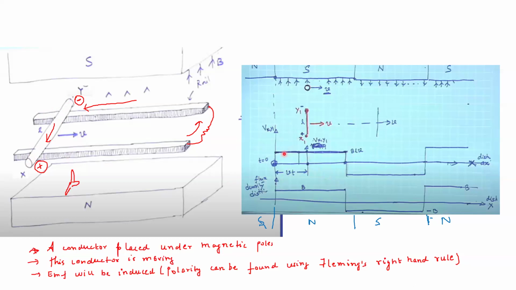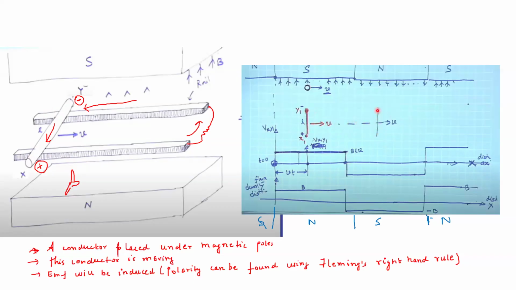Now, if we have to write the voltage Vxy, it will be like this. Because we are writing Vx with respect to y, x with respect to y is positive at this time. So this is positive.